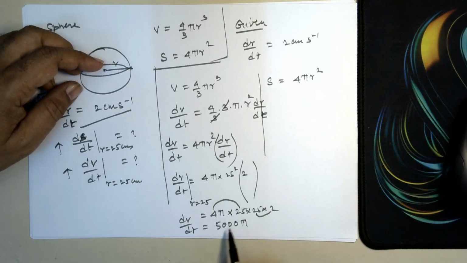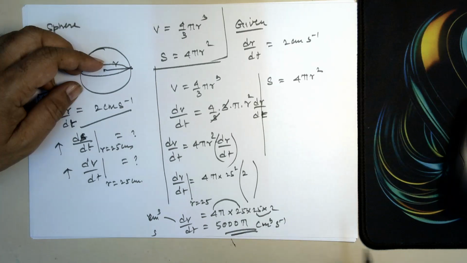And this volume is centimeter cube, and this is per second. So centimeter cube per second will be the answer.